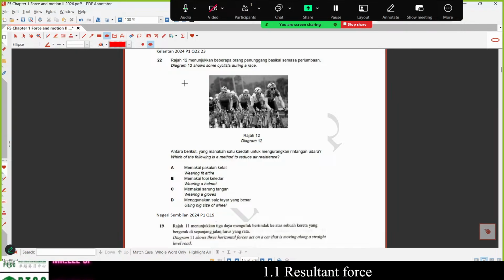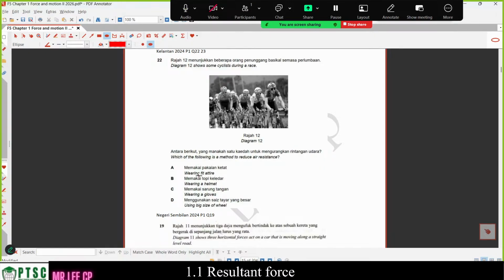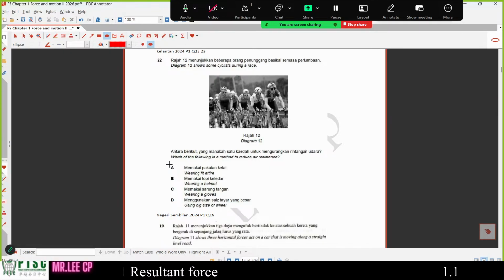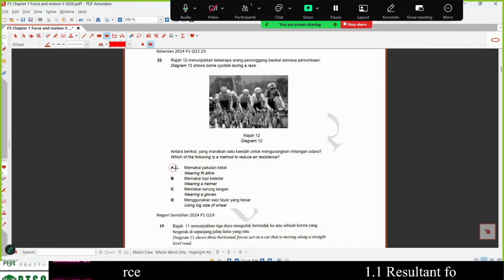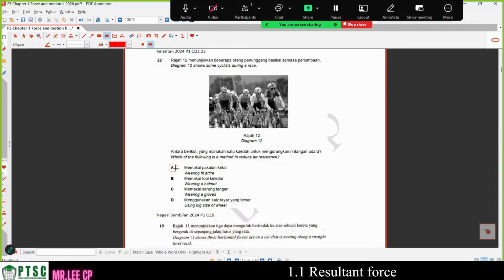Okay, number 22. Diagram 12 shows some cyclists during a race. Which of the following is a method to reduce air friction? Wearing a fit attire, wearing a helmet, wearing a glove, wearing a big size of wheel. So this one is wearing a fit attire. Why? If you wear a loose baju, then there is a lot of air stopping your movement, so your air friction will be big. If you wear tight fit, it will reduce the friction.